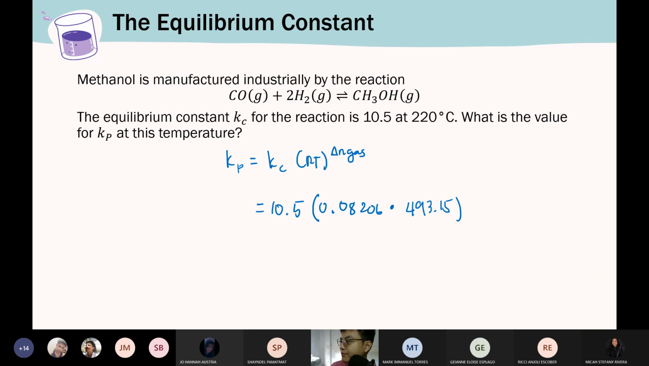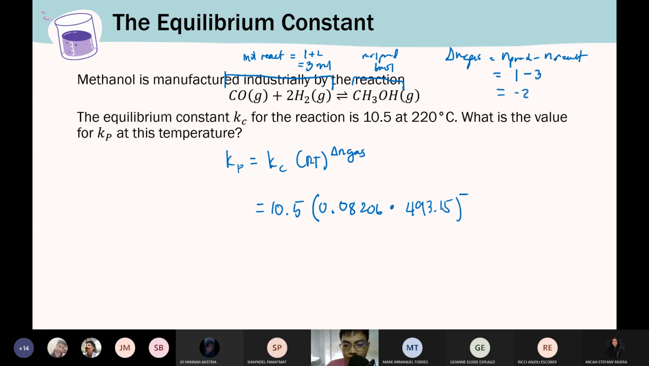-2. Okay, so let's confirm. In the reactant, I have 1 plus 2, so that's 3 moles. But in the product side, I only have 1 mole. So remember, delta n is mole product minus mole reactant. So that will be 1 minus 3, so that's -2. So that is correct. So -2. So again, walang unit ha.